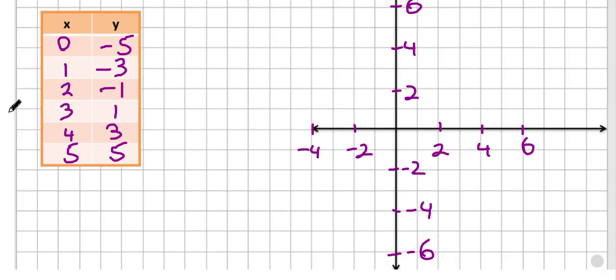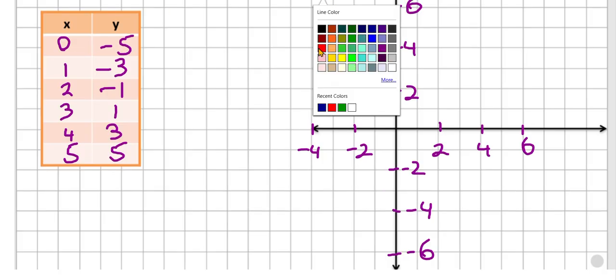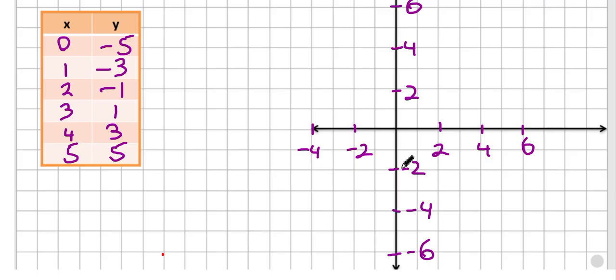Now, 0 minus 5. Where's 0 minus 5 located? Lads, where's 0 minus 5? Anybody know? Here. 1 minus 3: 1 across, 3 down. 2 minus 1, just bang on that 2 there. 3, 1: 3 across, 1 up. 4 across, 3 up. And 5 across, 5 up. And lo and behold, we have ourselves a line.